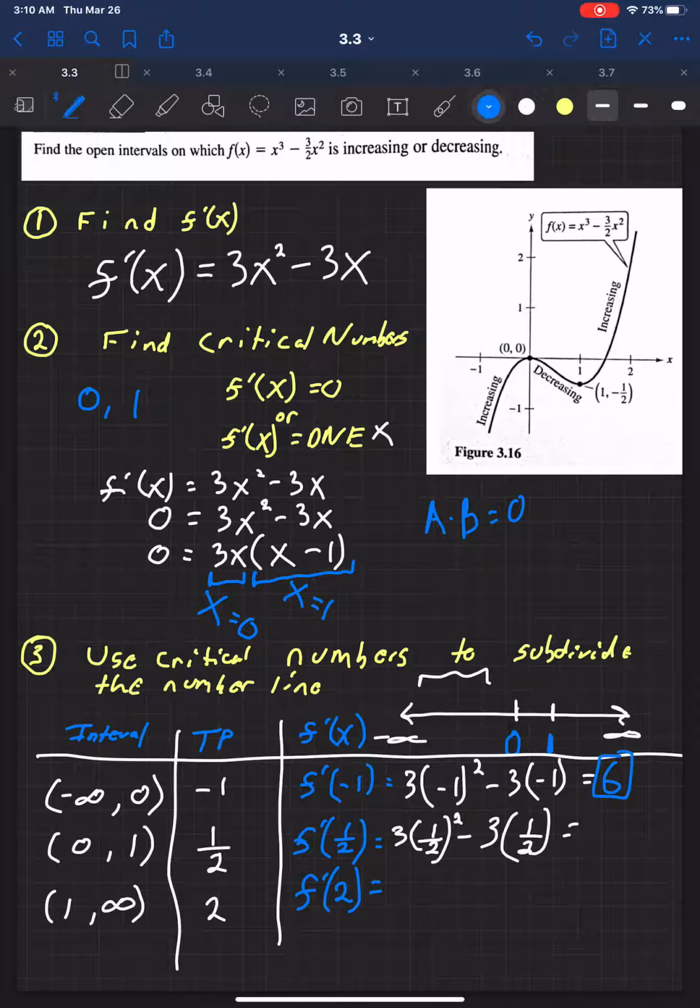And what do we get? Well, you would get -3/4, right? -3/4. And finally, if you plug in 2, this would be 3 multiplied by 2 to the power of 2 minus 3 times 2. And what would you get? If you plug in 2 into our derivative, you would get 6.